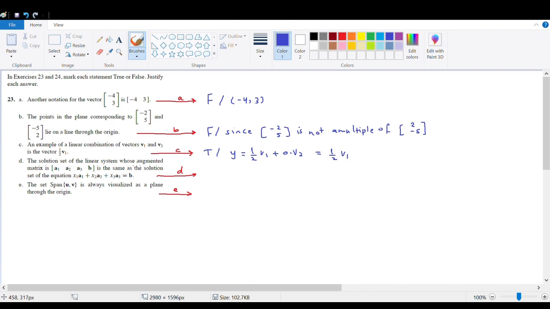D. The solution set of a linear system whose augmented matrix is A1, A2, A3, B is the same as the solution set of the equation x1 A1 plus x2 A2 plus x3 A3 is equal B. This one is true. لأنه نحن قلنا لما يكون عندي solution set of this form اللي هي vector equation، هي نفسها لما يكون عندي solution set of this matrix. So this one is true.